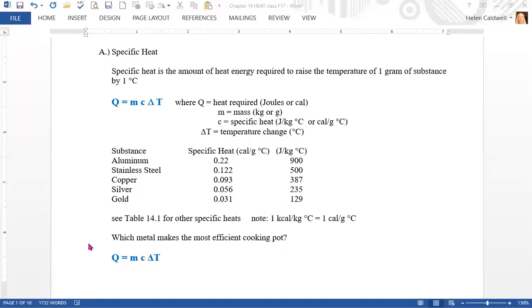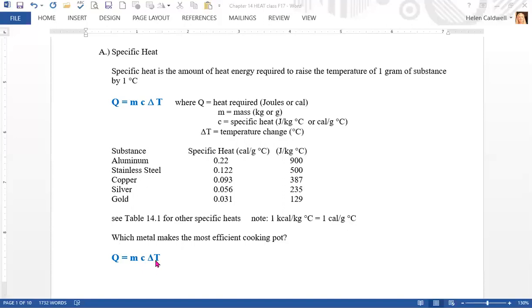And the only thing that would change would be C, and what we want is, we want to find out how does that impact delta T. So the most efficient cooking pot would be the one with the largest change in temperature for us, the biggest delta T. So if you look at this, if Q is constant and M is constant and C varies, we want one that'll give us the largest delta T.